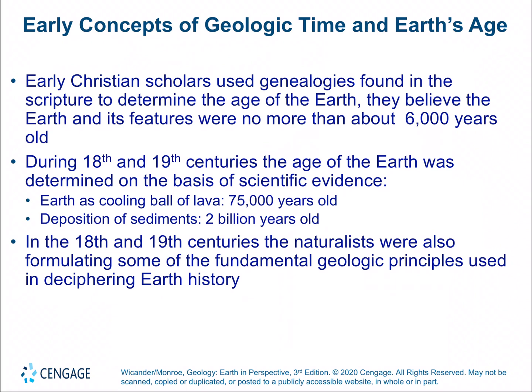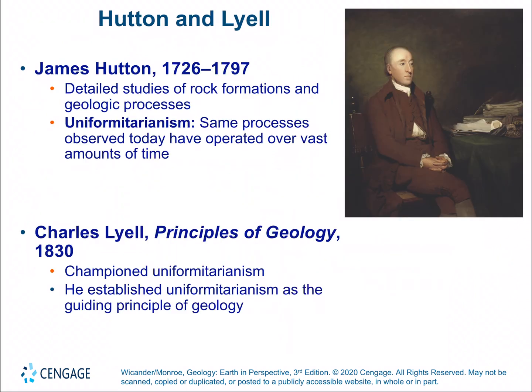And it was in the 18th and 19th century that we were starting to formulate some of our geologic principles that we use to help us unwrap the Earth's history. So one of the important people in geology is a man by the name of James Hutton. He is known as the father of geology. He did very detailed studies of rock formation and geologic processes. He came up with what's known as uniformitarianism.